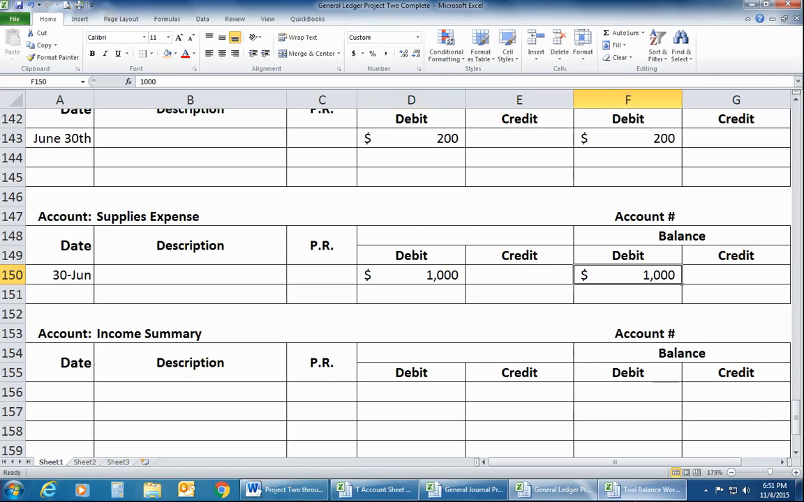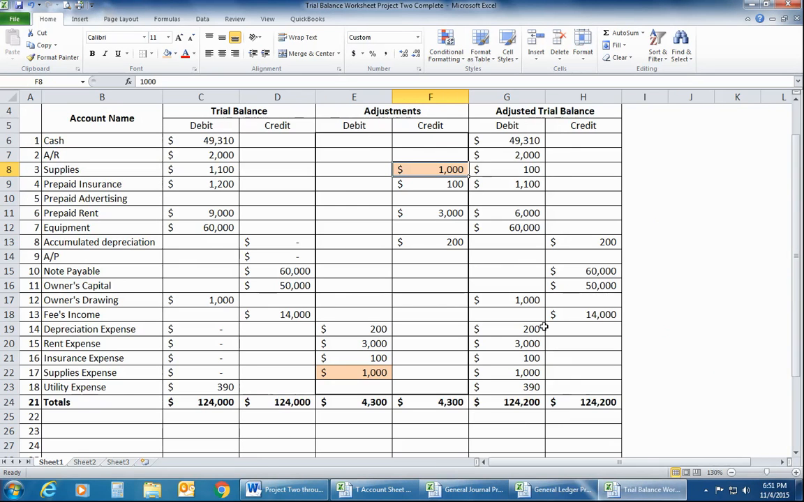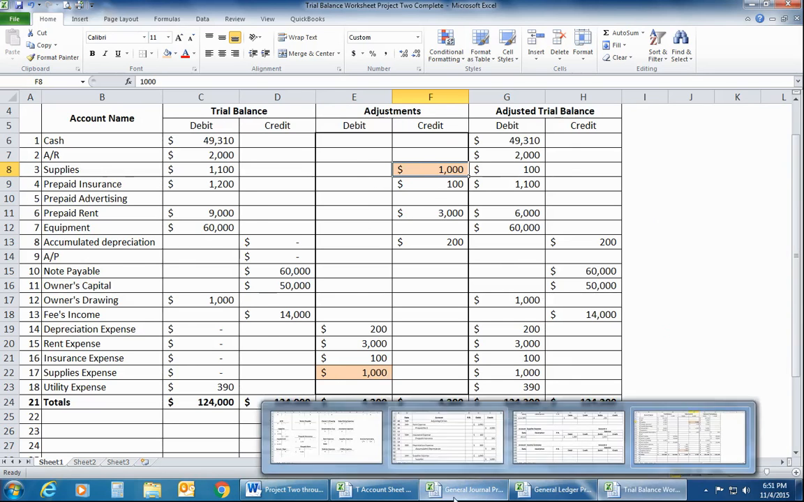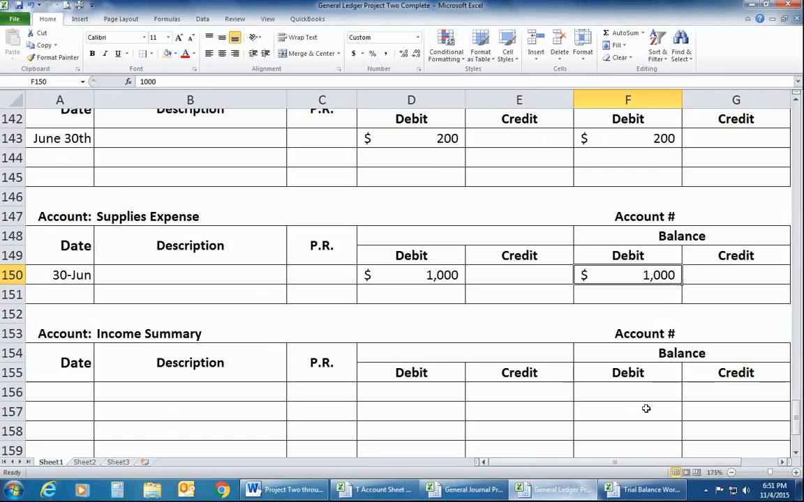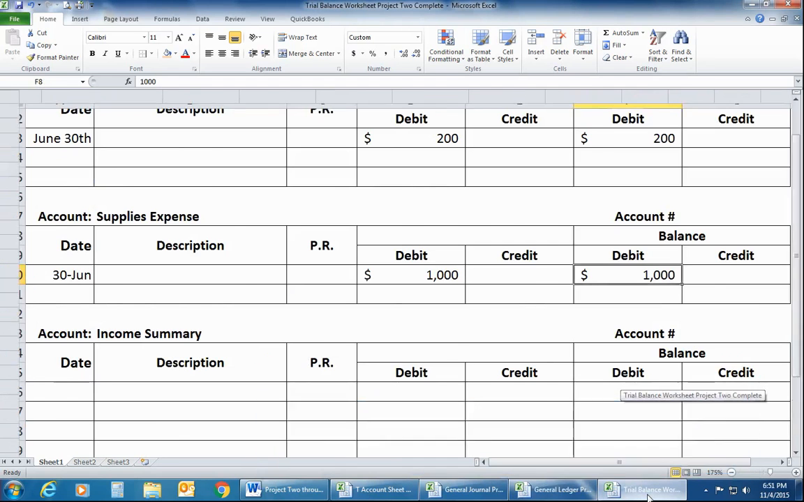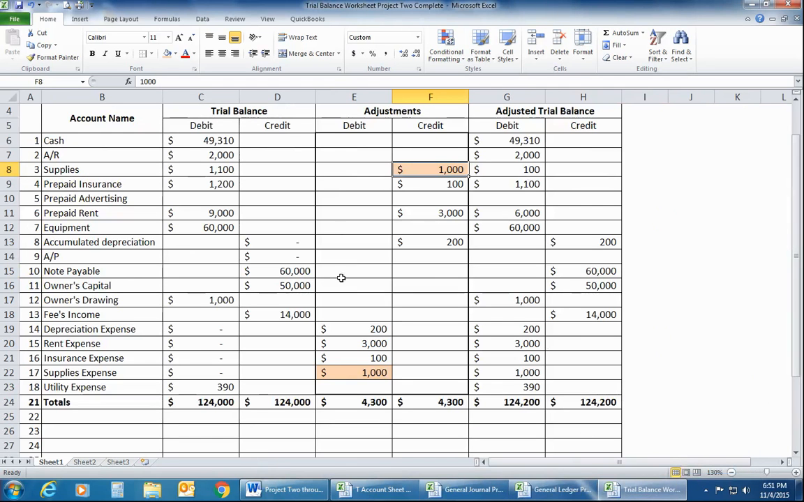Now if we come back over here to the trial balance worksheet, what you're going to see is that we're going to do these types of adjustments depending upon the type of account in the worksheet. We're then going to go back and enter them in the journal, and then finally we're going to update our ledger with those particular accounts. All of this then sets up the next stage of the process in what is called the adjusted trial balance.